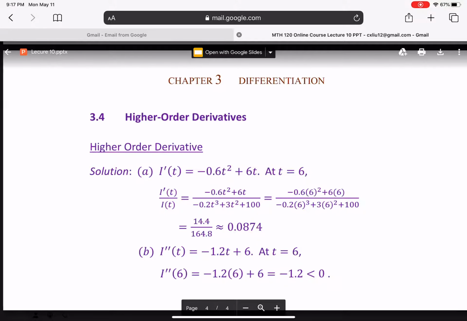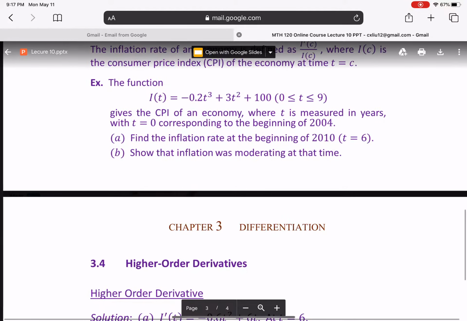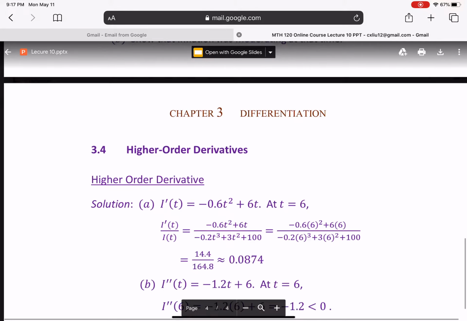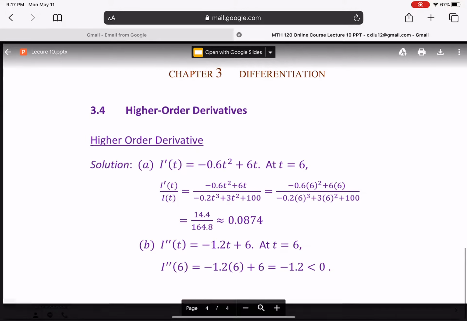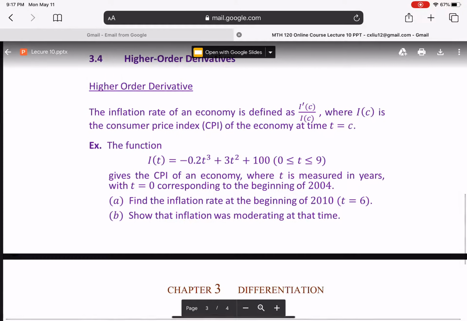Now, what does it mean by negative for the I double prime? It means I prime is decreasing. Okay, so that means the inflation rate is decreasing. So we can conclude that the inflation was moderating at that time.